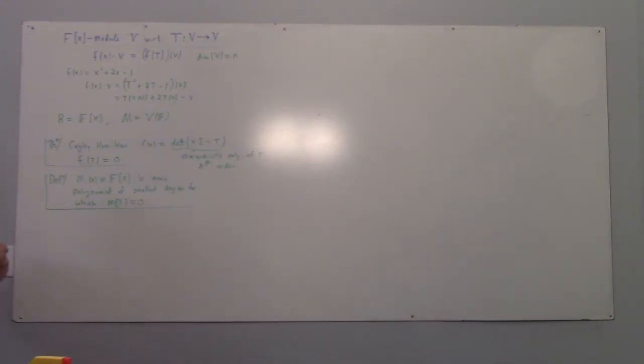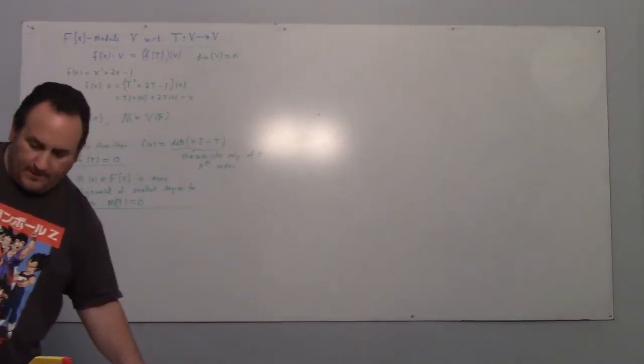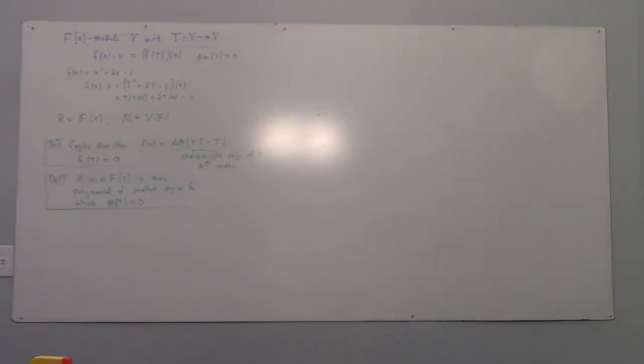Is it because it's equal to 0? So like when you multiply by stuff. So what's the definition of the annihilator of a module?